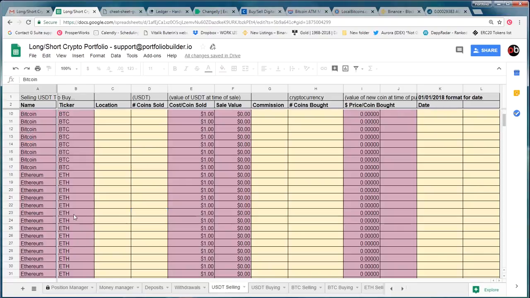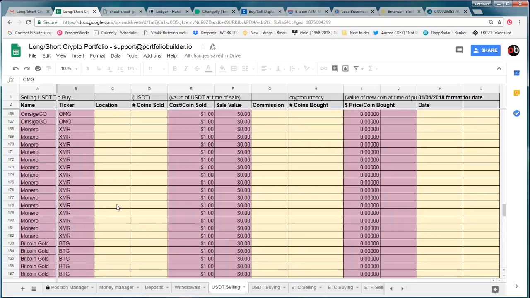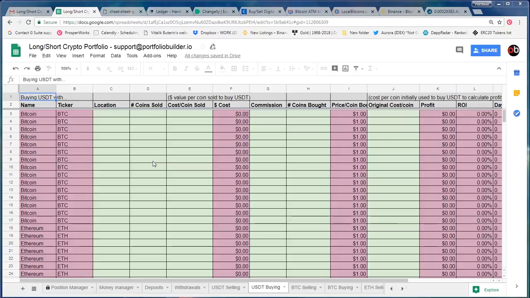In this tab, we're supporting Bitcoin, Ethereum, Neo, Vertcoin, Litecoin, Bitcoin Cash, Ripple, Cardano, Ethereum Classic, Verge, OMG, Monero, Bitcoin Gold, Zcash, Dash, Stellar, NXT, and Augur. So try not to sell Tether for any coin other than these if you want to be able to easily input it into our spreadsheet. Now, in general, I would only recommend buying Tether if you think the market's going to drop and you're trying to get out of your various positions.